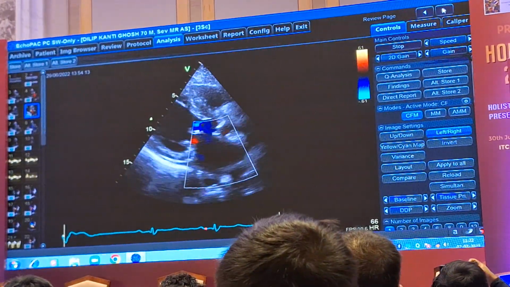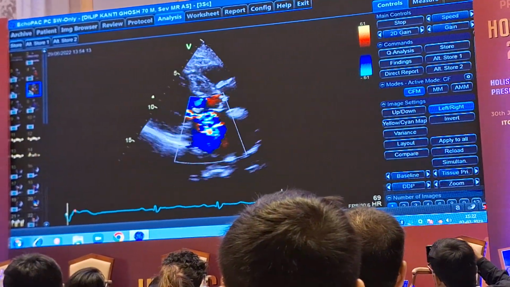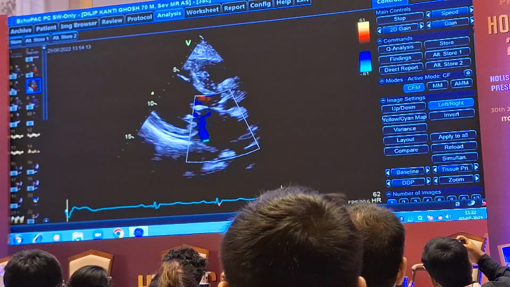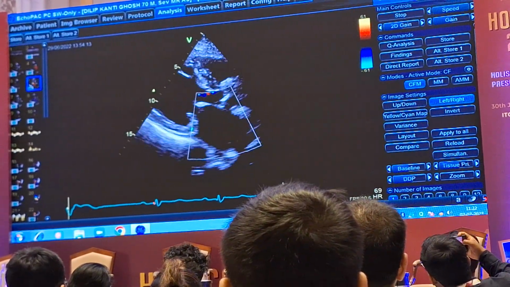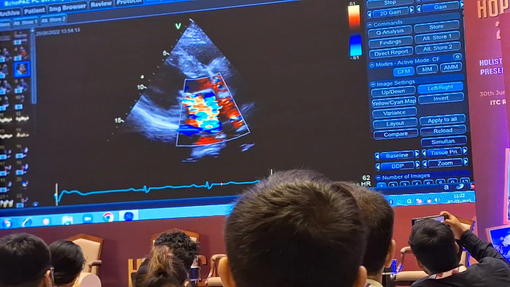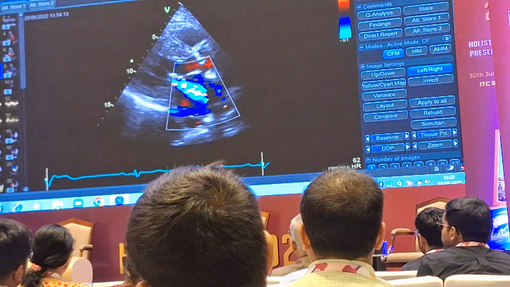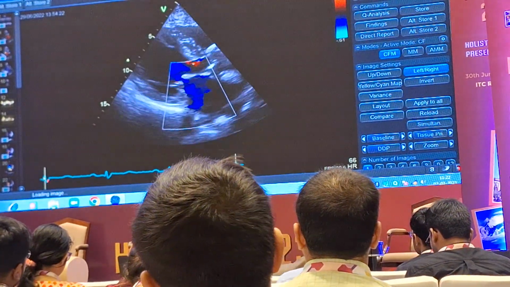Looking at this, it is moderately severe because it is almost filling the left atrium and there is a vortex appearance. Something is coming and going back. You see the flow within the atrium. If you get this type of picture within the left atrium with a large LA, that means at least severe MR. That's almost severe MR. Anyway, so that is a severe MR.